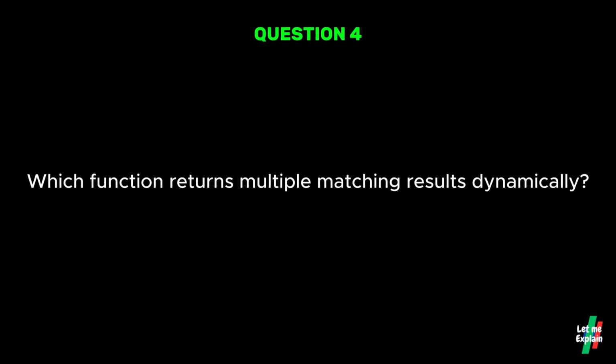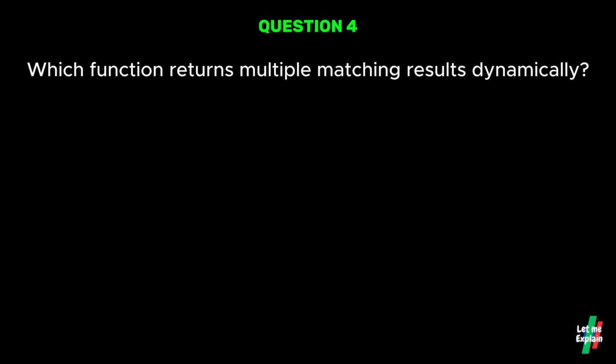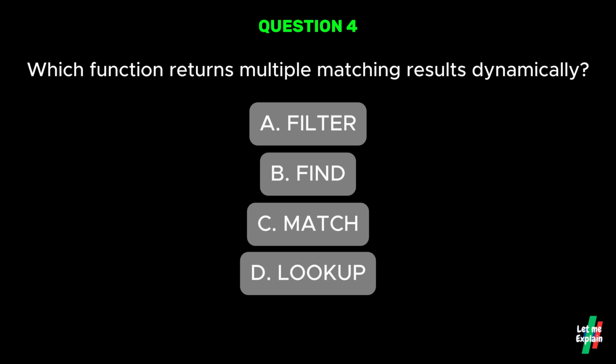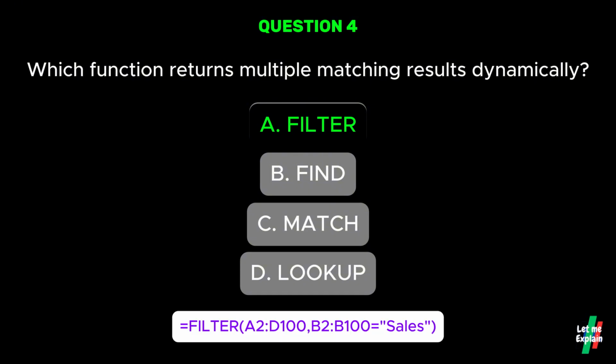Question number 4. Which function returns multiple matching results dynamically? FILTER, FIND, MATCH, LOOKUP. The correct answer is A, FILTER. FILTER allows users to extract records that meet specific conditions. Example: =FILTER(A2:D100, B2:B100="Sales"). Only rows matching the criteria are returned.